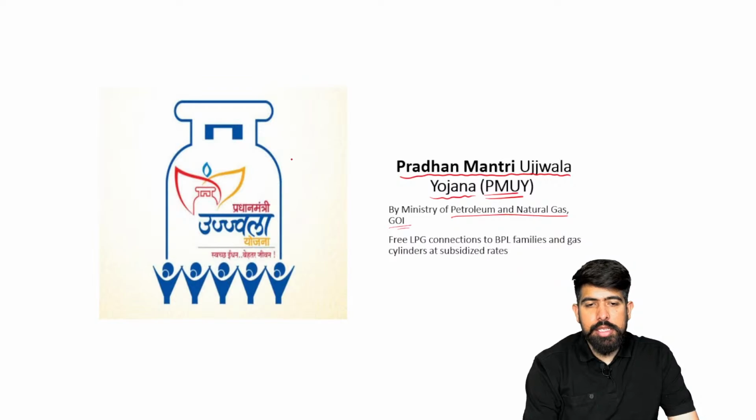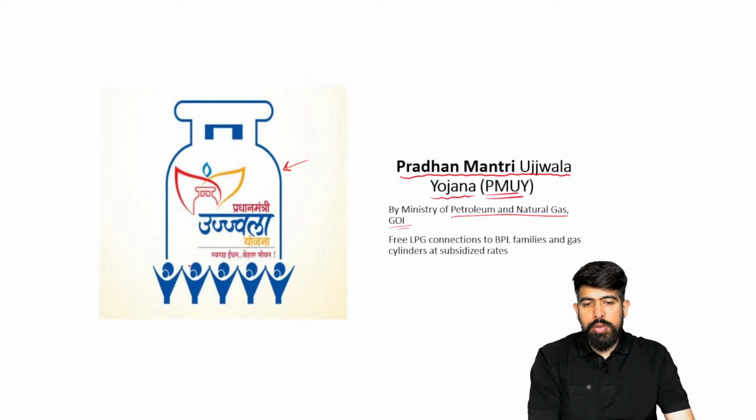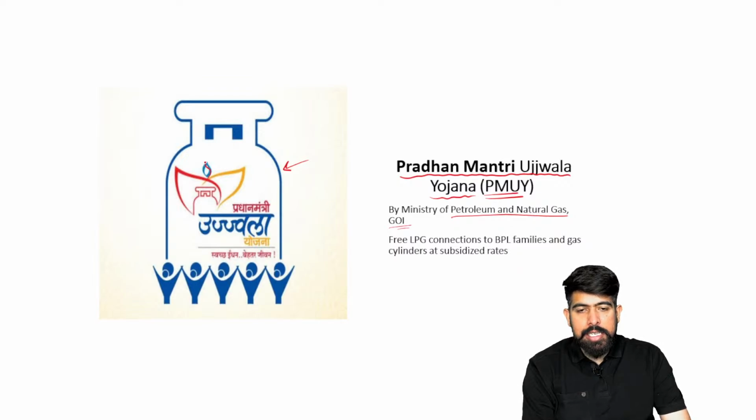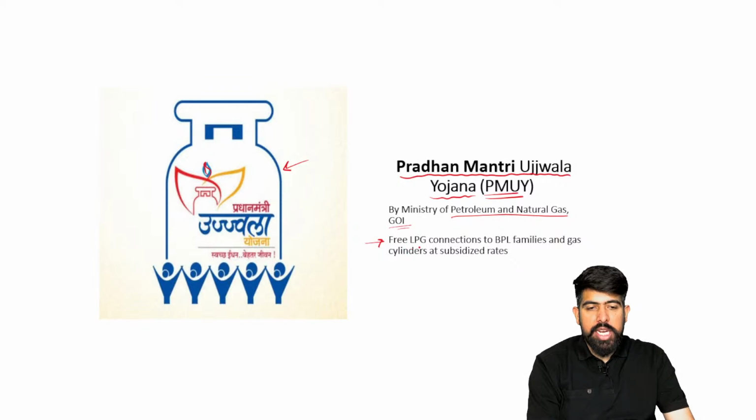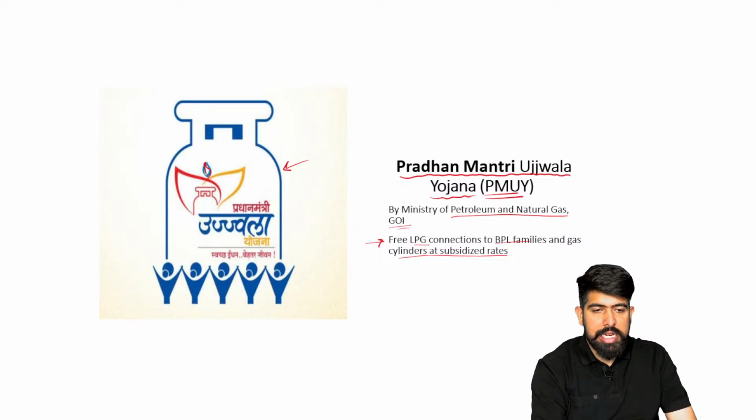By the logo, you can see there is a gas cylinder, and clearly written Pradhan Mantri Ujjwala Yojana. On the logo of the cylinder, you can see the fire getting lit up. And what is the main aim of this Yojana? The main aim is giving free LPG connections to BPL families, and giving gas cylinders at subsidized rates. And this is about your Ujjwala.